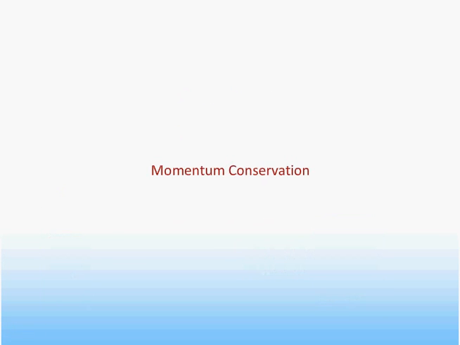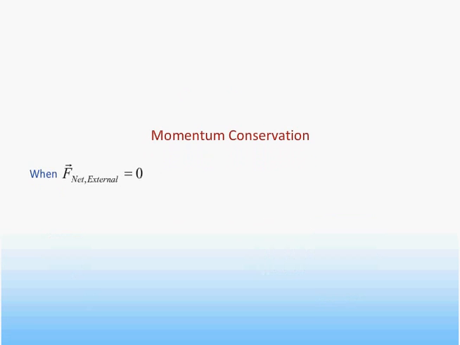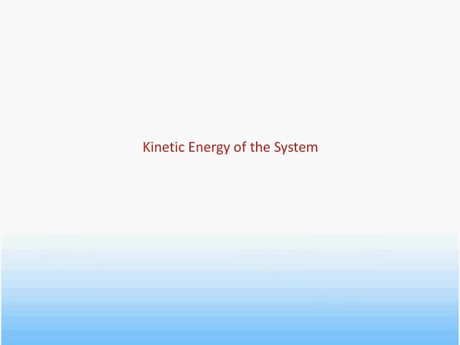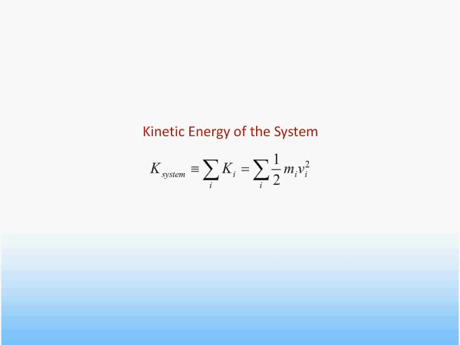Last time, we discussed the important topic of momentum conservation. In particular, we found that when the sum of the external forces acting on a system of particles is zero, then the total momentum of the system, defined as the vector sum of the individual momenta, will be conserved. We also determined that the kinetic energy of the system, defined to be the sum of the individual kinetic energies, is not necessarily conserved in collisions.